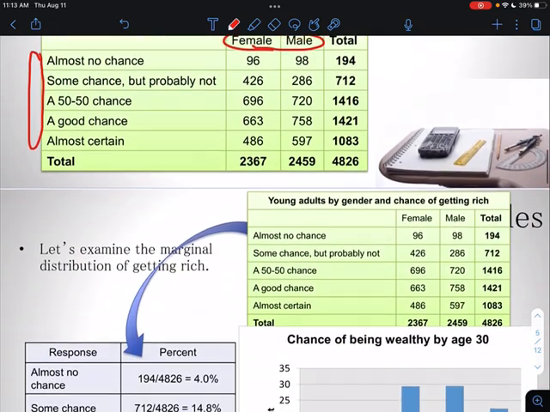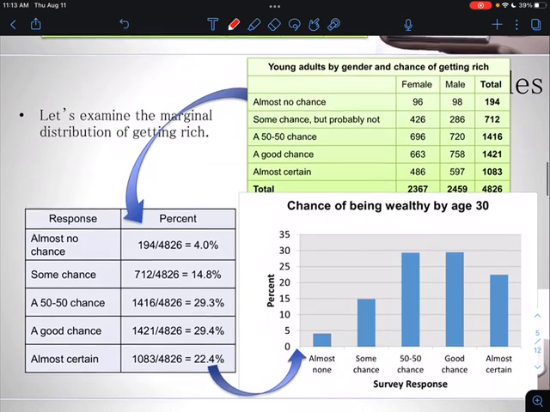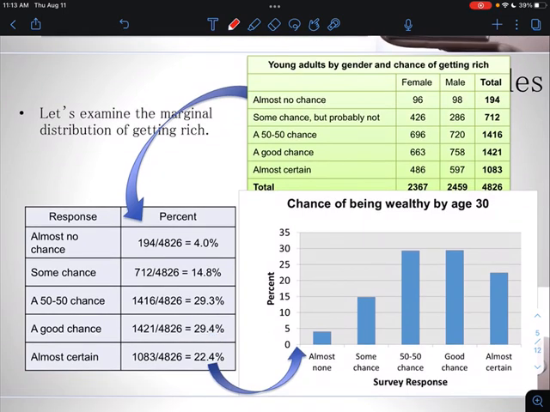So the first thing we might examine, as we talked about up above, are the marginal distributions. If we examine the marginal distribution of getting rich, you have to really pay attention to which variable it is we're isolating. Since I want to know the marginal distribution for getting rich, I only care about the totals for those answers to whether or not they think they'll be rich. So I'm looking at the row totals over on the side there. Again, with marginal distributions, you could leave them in count form: 194 said almost no chance, 712 said some chance, but probably not. Or you can convert them to percentages.